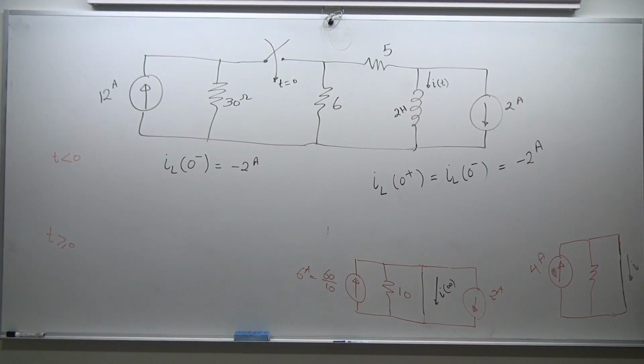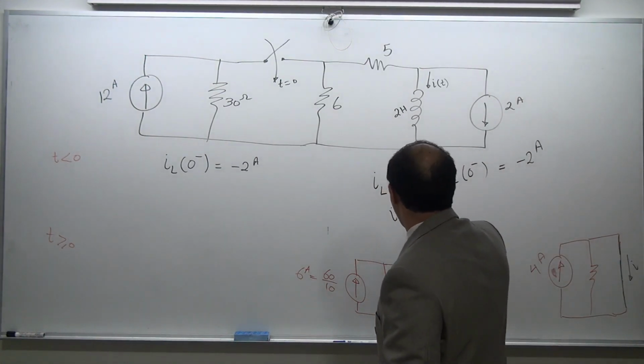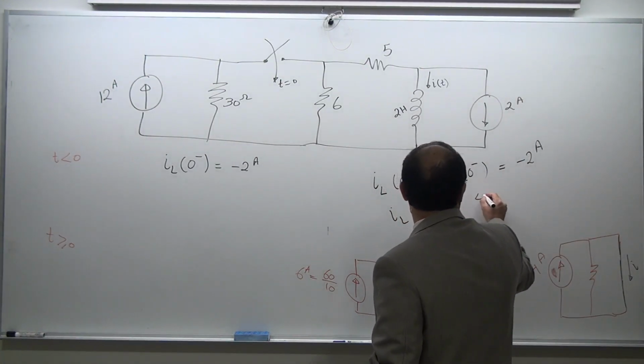Now you can see that this current come in, and they see a resistor of 10 ohm, and they see the 0 resistive path. And obviously all the 4 amp go in. So IL of infinity is going to be 4 amp.